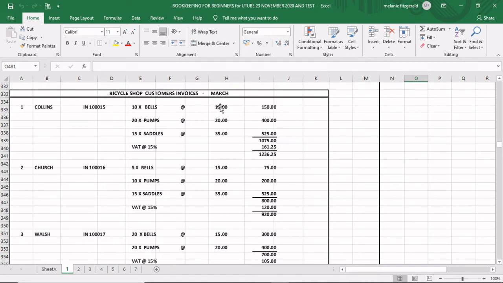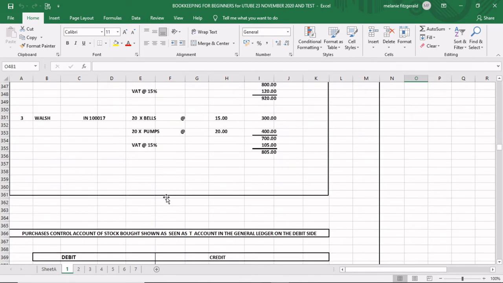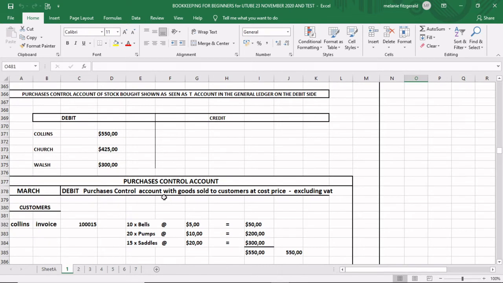So that's with the markup. We bought the stock, those bells at $5 each, and we're selling them to Mr. Collins at $15 each. He bought 20 pumps at $20, and he bought 15 saddles at $35. He added this all up, and we then put in the VAT for him. So in total, the invoice that we gave to Mr. Collins was $1,236.25 in total. That's the amount of stock he bought from us. Mr. Church came and bought some stuff from us, as you see, and so did Mr. Welsh. Okay. Now, very important.